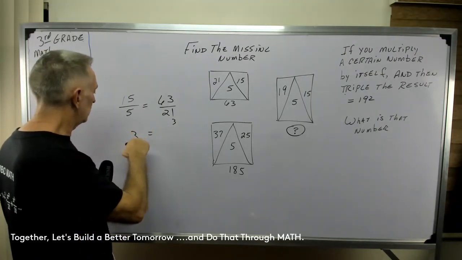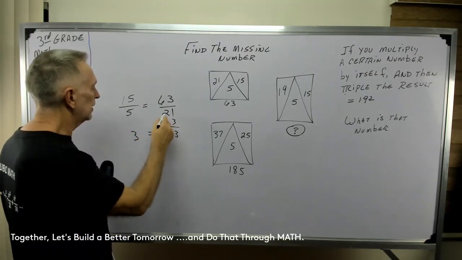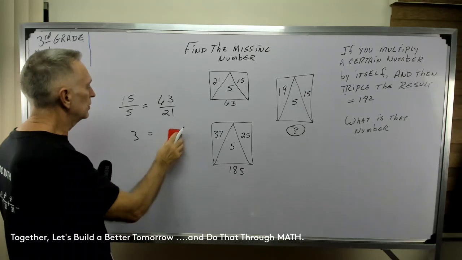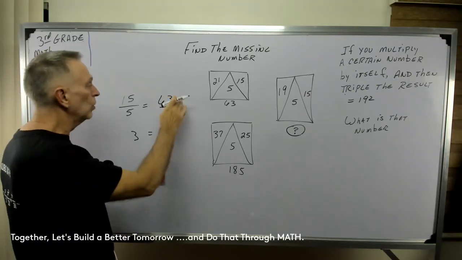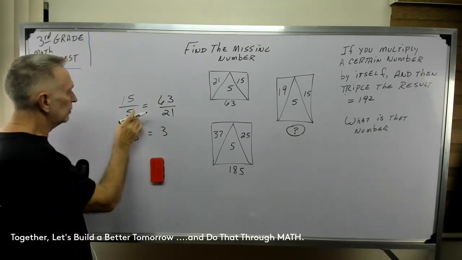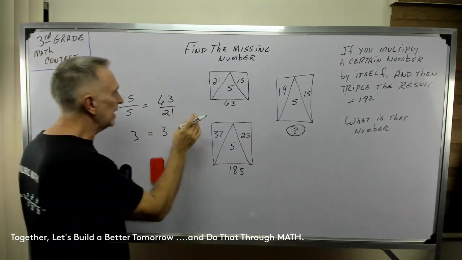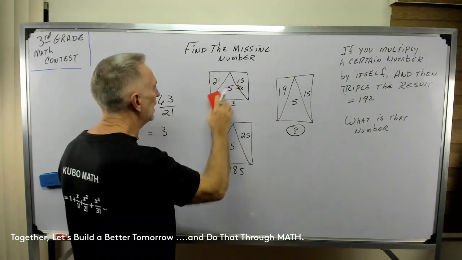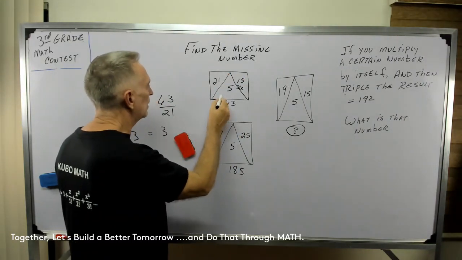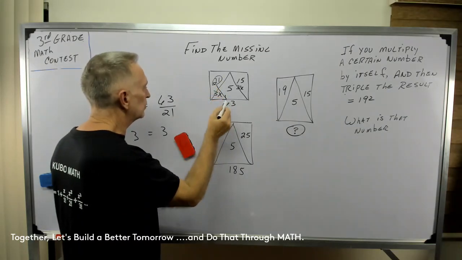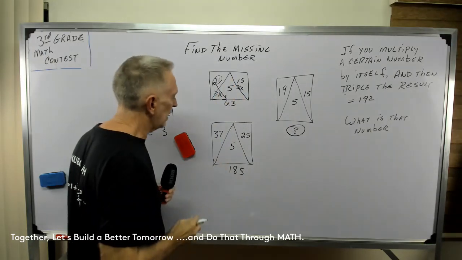Okay, 63 divided by 21, or what can I multiply 21 by to get 63? Well, if I multiply it by 3, 3 times 1 is 3, 3 times 2 is 6. Hey, that works. So 21 times 3 gives me 63, or 63 divided by 21 is 3. So this fraction equals 3, this one equals 3. So it's saying this one is 3 times that one. Multiply this one times 3 gives me this one. Multiply this by 3 gives me that one.